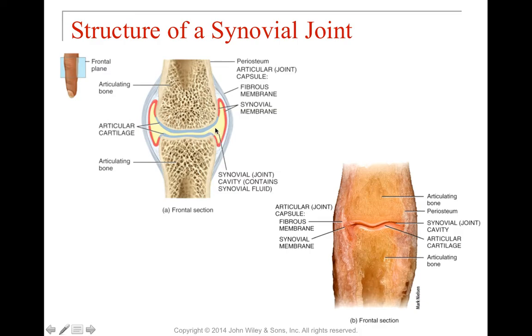Inside of that, we're going to have synovial fluid. And then around that, we have a fibrous membrane that's going to connect these two together. So that's going to prevent these two bones from grinding against one another, but it is going to allow them to articulate or interact and work well together.